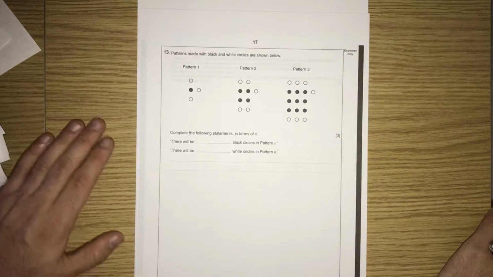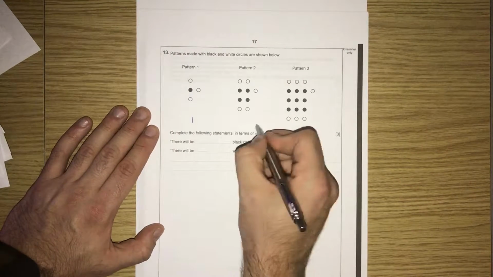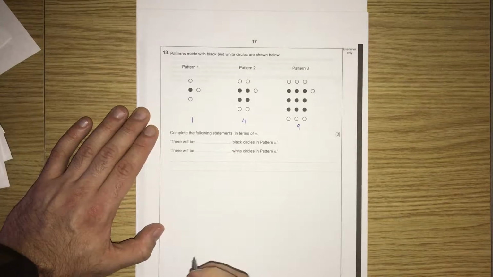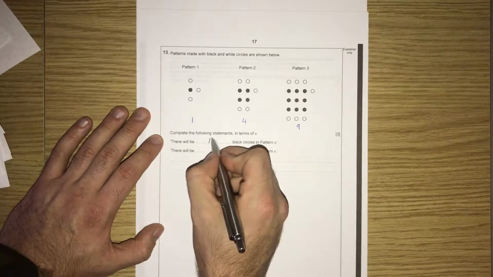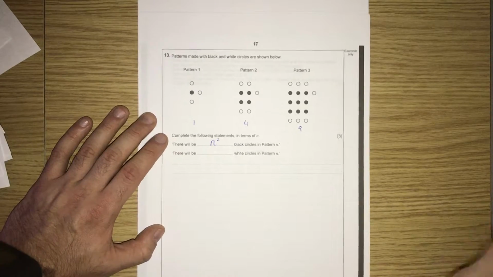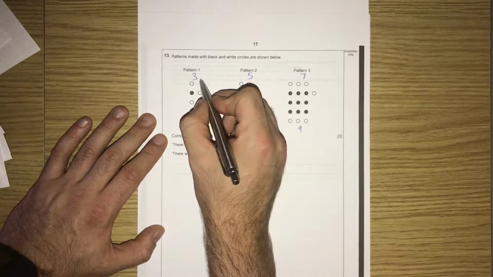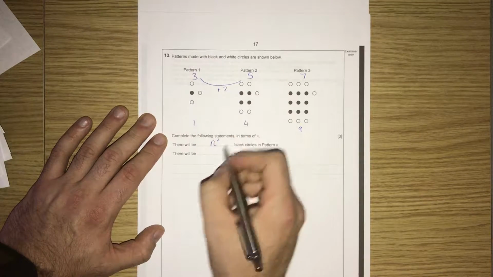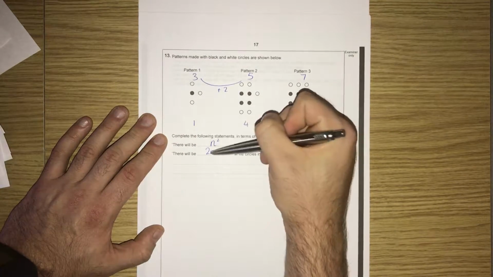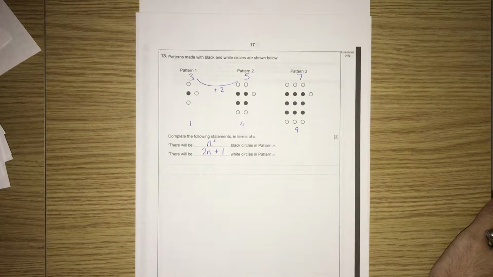Question 13, what is this pattern? So if we look at the black circles they are going 1, 4, 9, which hopefully you will notice are the square numbers. So whatever pattern number I have, I square it to find the number of black tiles. White tiles, we have 3, 5, 7, so find the nth term. It's going up 2 each time, so that's 2n, and then to get from 2 to 3, I add 1, so it is 2n plus 1.